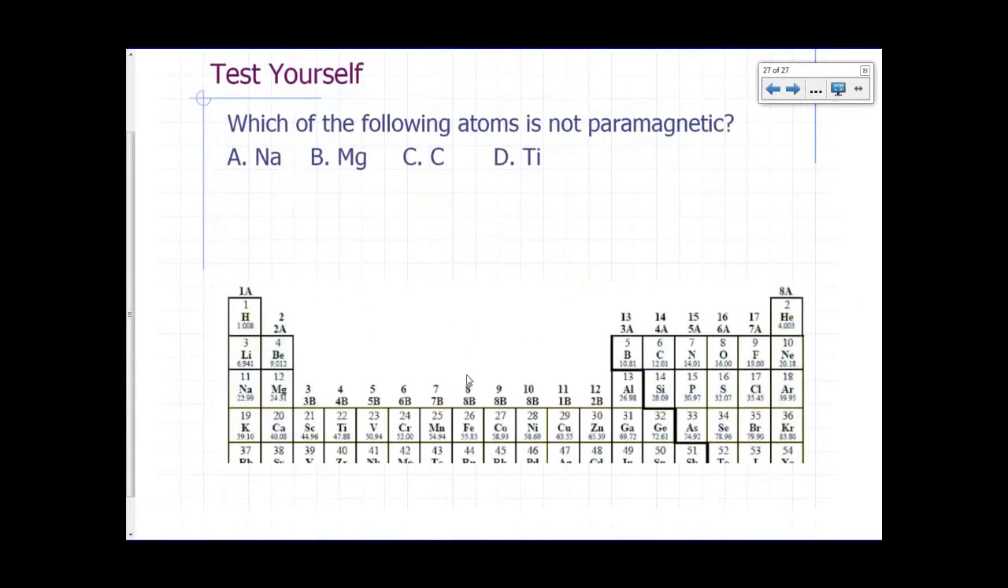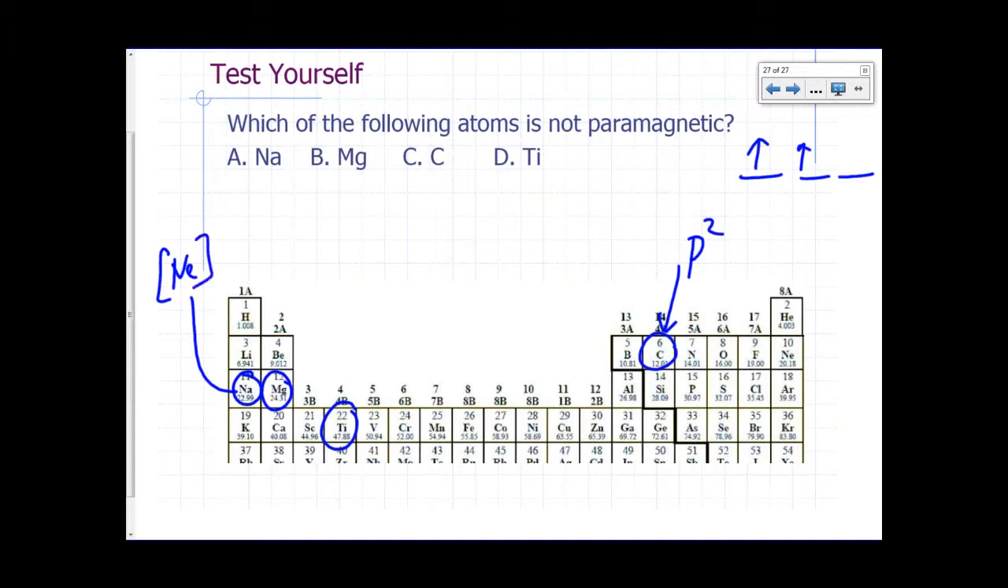So which of these is not paramagnetic? Sodium, magnesium, carbon, or titanium. You look at your valence configuration. This is p2, so that's 2 unpaired electrons in a p subshell. The valence configuration for sodium, obviously 11 electrons. One of them has to be unpaired, right? So this is neon core, 3s1. So you have that one unpaired electron in the 3s orbital.